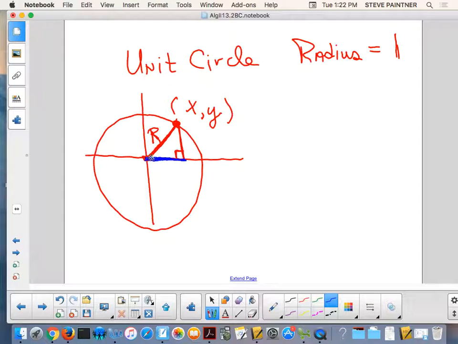How far did I go this way? I went X. How far did I go up? Y. I went Y. So the coordinates of your point are actually giving it away. This is X, this is Y. And the radius of your circle, it goes around and around. And what's the radius always going to be equal to? 1. Okay? Does that make sense?